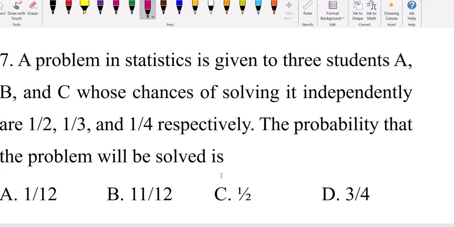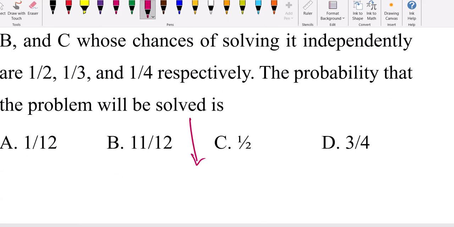The problem should be solved. It can be solved by one person, by two people, or by three people. It can be solved by one person A or B or C, or two people may solve it: A and B, or B and C, or A and C. It can be solved by all three people. This takes time, so what you can do is: the probability the problem will be solved is 1 minus no one solves the problem. A does not solve, B does not solve, C does not solve. Total probability is 1, so 1 minus the problem not being solved.